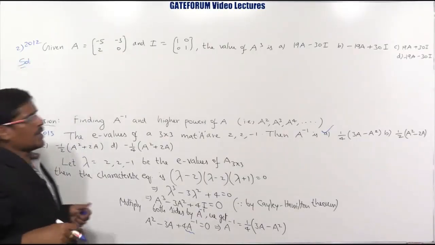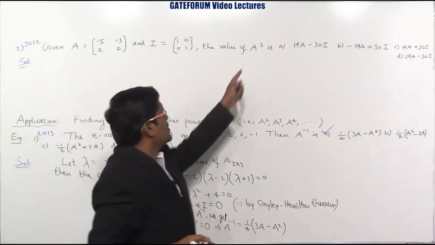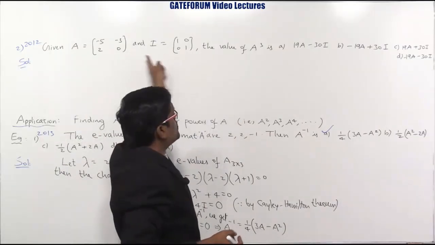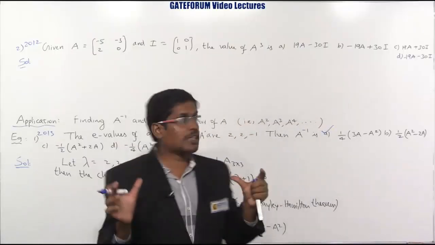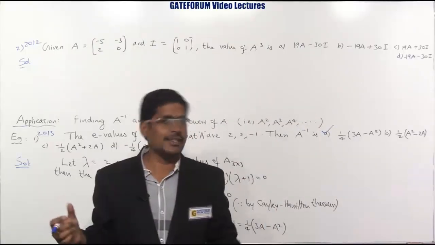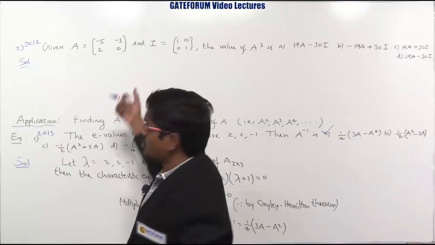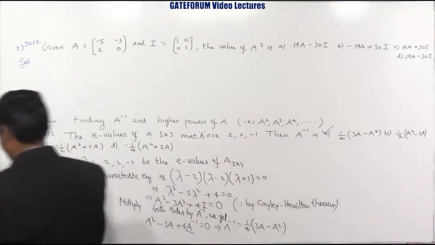Solution. We can apply the normal method, not only Cayley-Hamilton theorem. A into A square, and then A cube. Then substitute the given A and identity matrix in each of the options. Whichever gives the value of A cube, that option is the answer. Okay, so let us see the beauty of Cayley-Hamilton theorem.